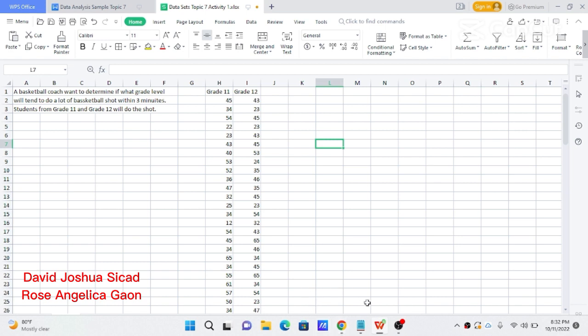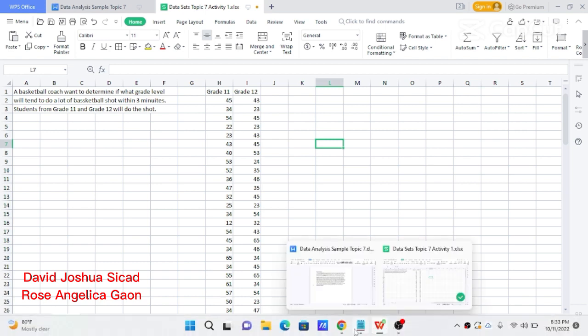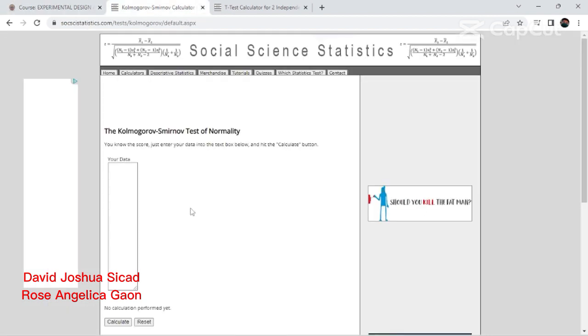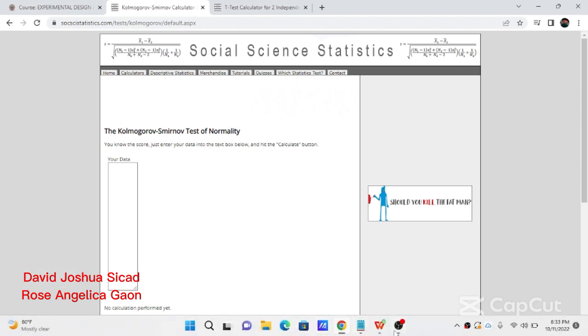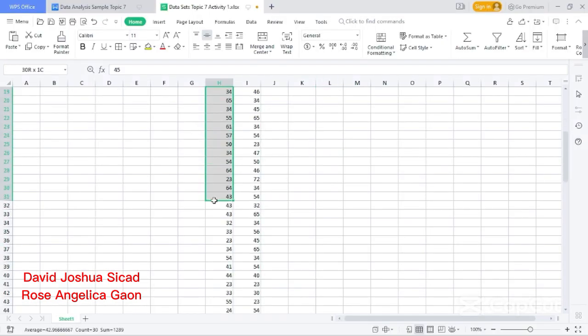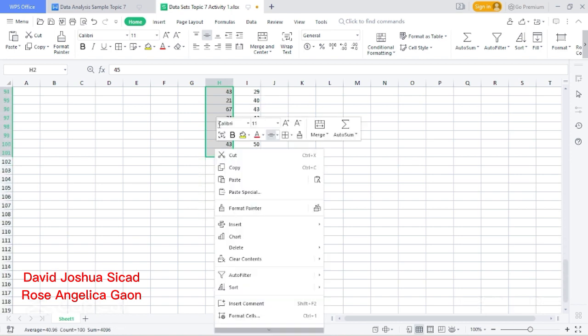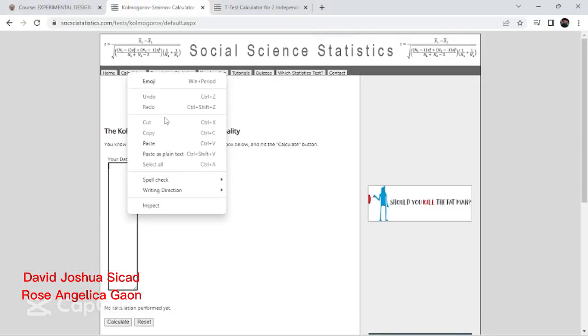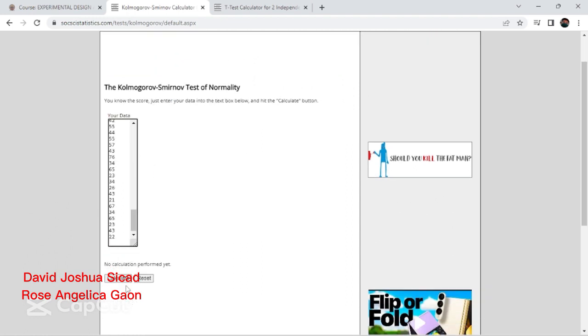Before we use the statistical tool, we first test the normality of the dataset. We will use the Kolmogorov-Smirnov test of normality. First we copy set A, group A, which is the grade 11 students, paste it, and calculate.